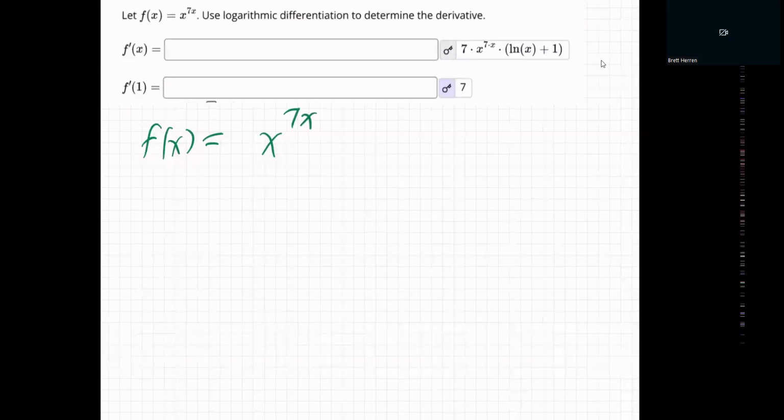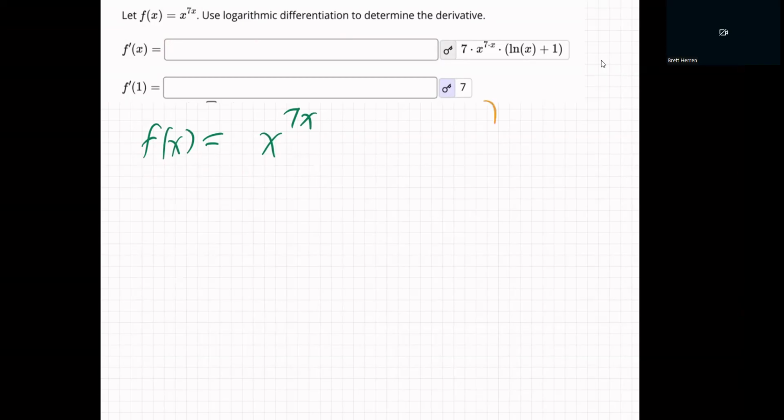Okay, so in this example, we have a function x to the 7x, and they want us to find the derivative. And they say that we should do it using logarithmic differentiation. Now, why is that? Let me first, really quickly, show you why.